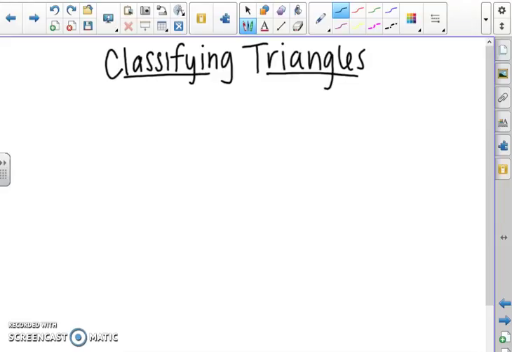So tonight for notes, we are classifying triangles. So hopefully this should be a little bit of review. We should see a lot of words that we're familiar with, and we're going to talk about the two ways in which we can classify triangles. So there's two ways in which we classify triangles.